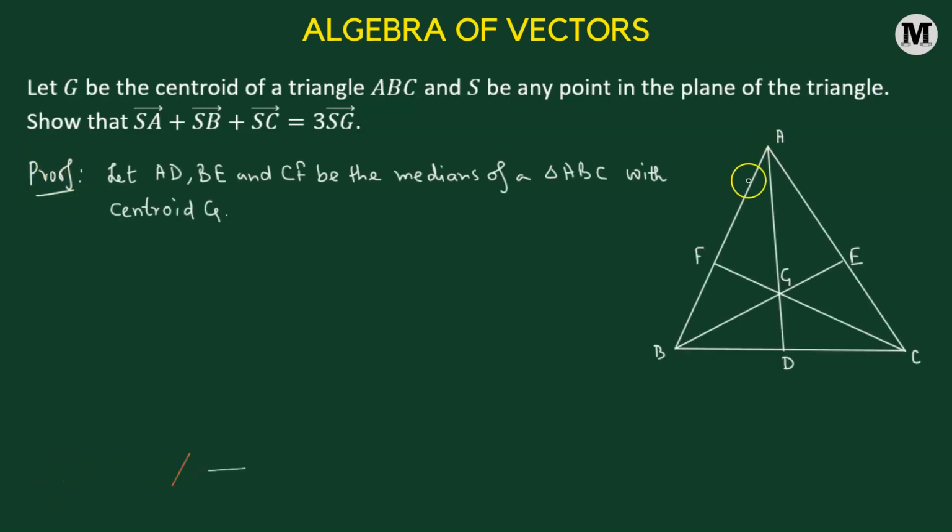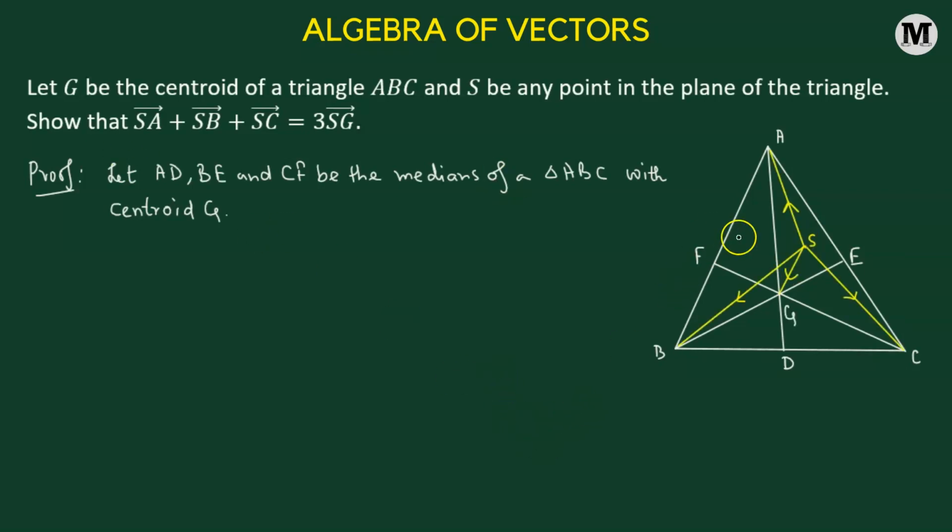So here we have a triangle ABC. Now AD, BE and CF are the medians of the triangle which meet at the common point G. G is the centroid of the triangle. Now we're going to consider another point S lying on the plane of the triangle. So our goal will be to show that if we join S and A, S and B, S and C, then the sum of these three vectors must be equal to 3 times the vector SG.